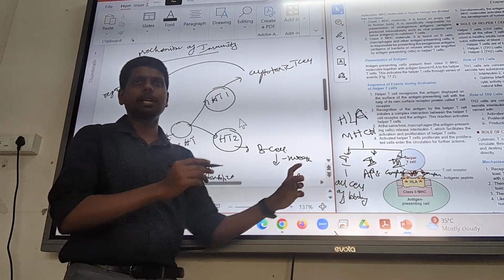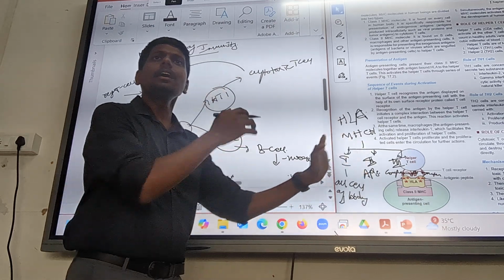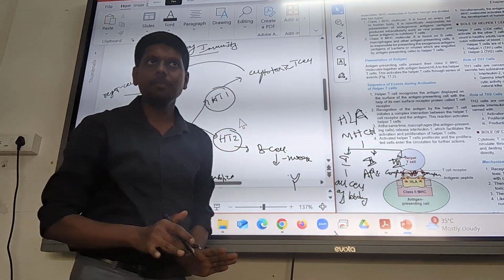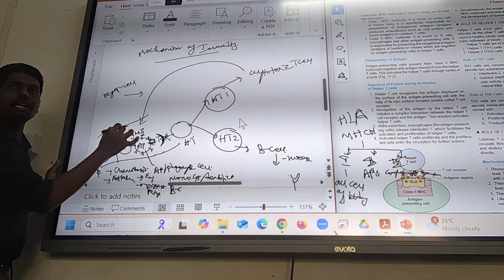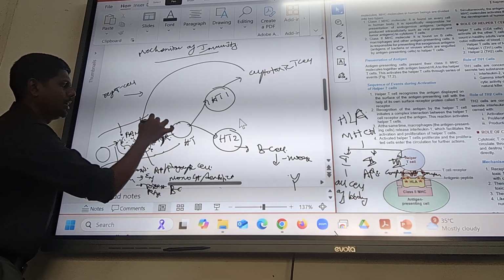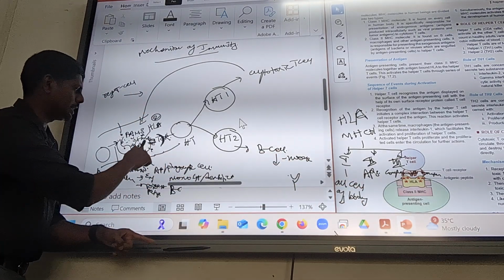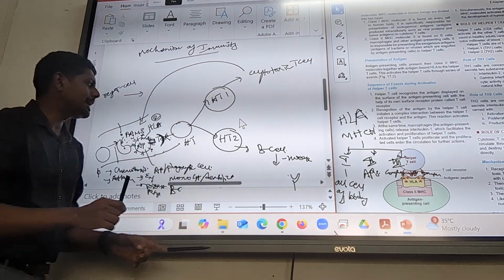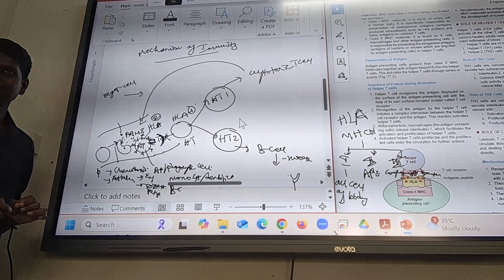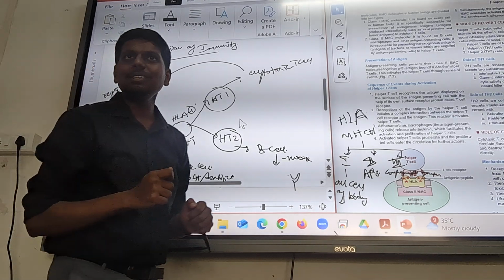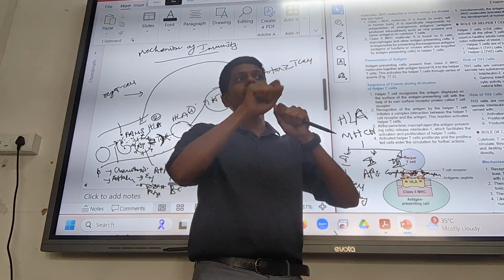HLA1 is a molecule present in all cells of the body, whereas HLA2 is present only on the antigen presenting cell. That means our antigen presenting cell has HLA2. Am I correct? As per the statement, our antigen presenting cell has HLA2, whereas the helper T cell will have HLA1.